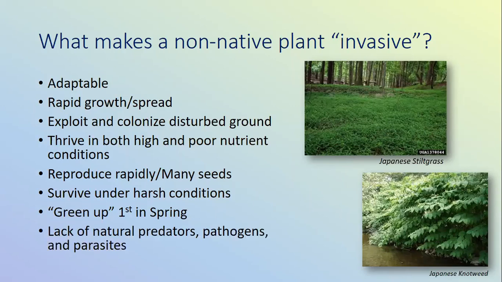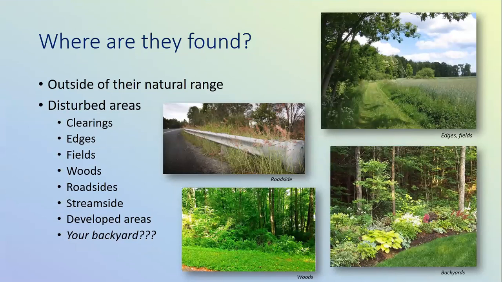And they also have a lack of any natural predator, pathogen, or parasite, which really contributes to them not having anything of concern, and they thrive, whereas native plants do have natural predators and whatnot. So where are they found?